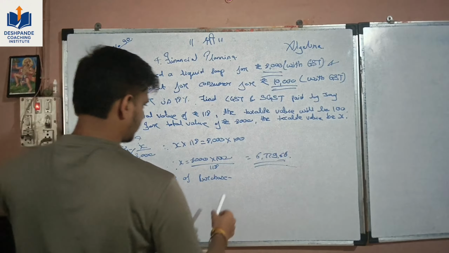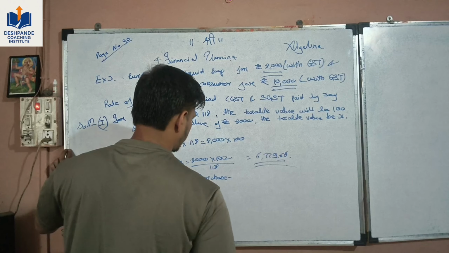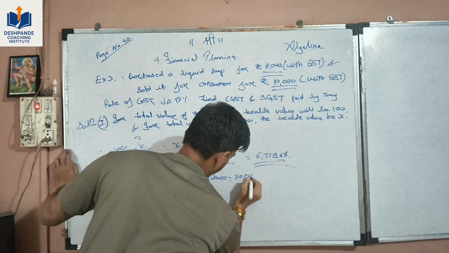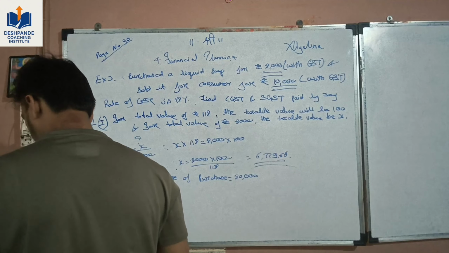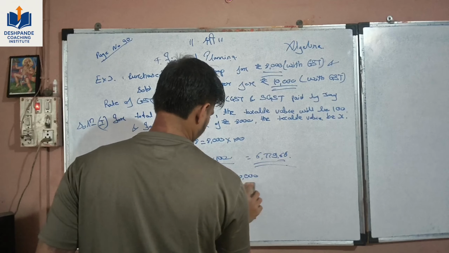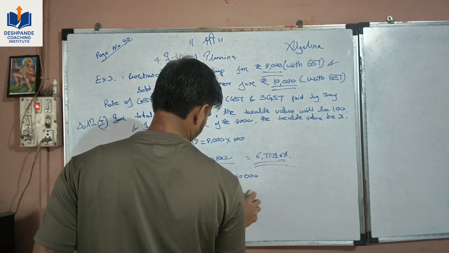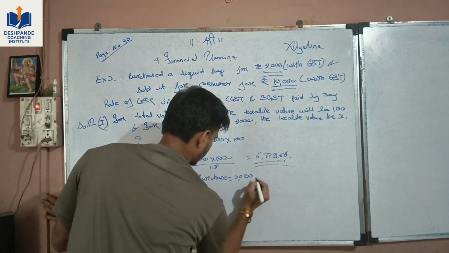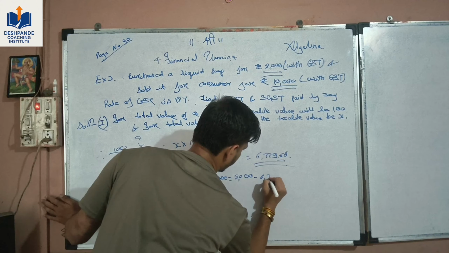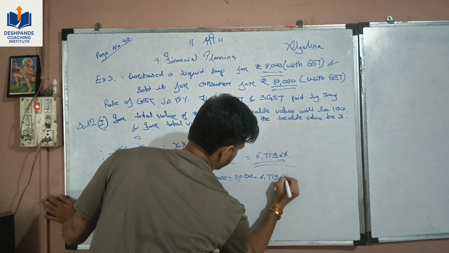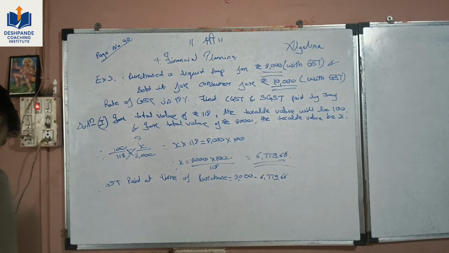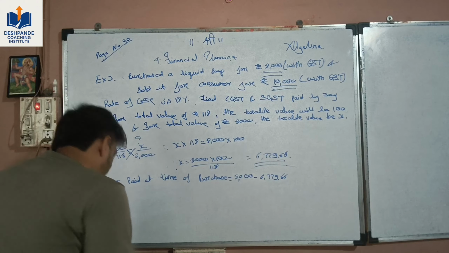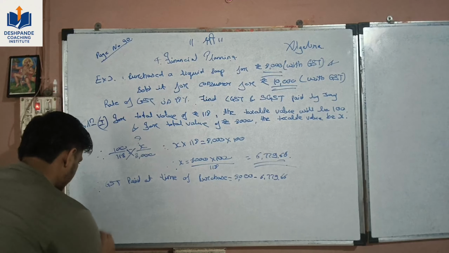GST paid at time of purchase is equal to total value minus taxable value. What is total value? Total value is equal to 8,000, not 80,000, minus 6,779.66. So what will be the GST paid at the time of purchase? GST paid is equal to 1,220, which is also called input tax.